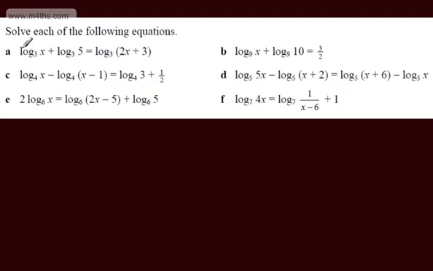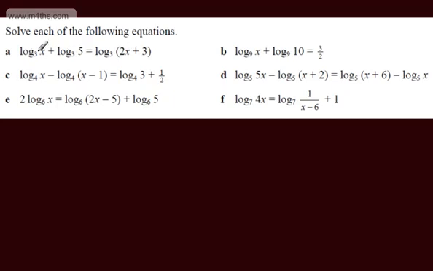So if we start with A, we've got log to the base 3 of x plus log to the base 3 of 5 is equal to log to the base 3 of the quantity 2x plus 3. To solve this type of equation, we would look to combine logs. We can do that using log laws. Then we simply rewrite the statement, or if you like, anti-log. So let's go ahead now and look at this one.